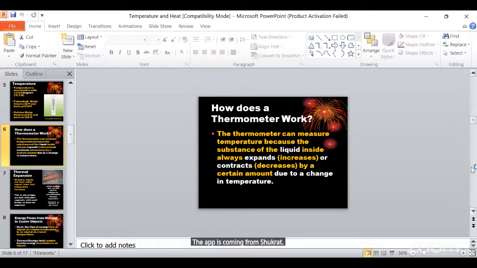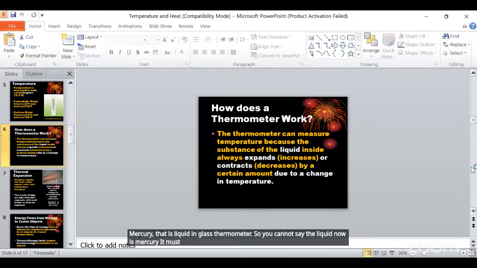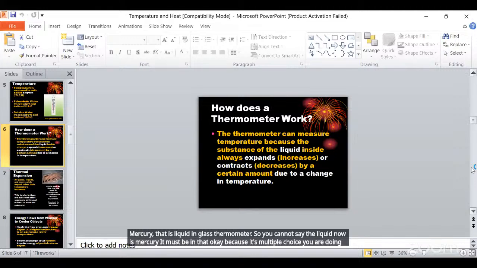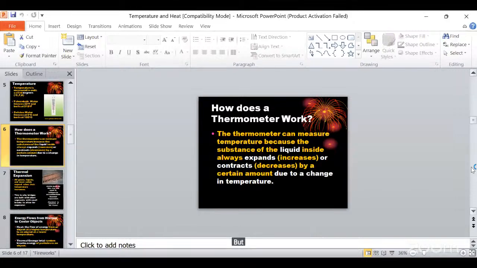Emmanuel. Yeah, mercury thermometer. There's nothing like mercury thermometer. It's mercury that is liquid in glass thermometer. So you can now say the liquid now is mercury. It must be in that, okay? Because it's multiple choice you are doing. Yes, if it is theory, you just write mercury in glass, a mercury thermometer. We may let it go, but just be aware of that.